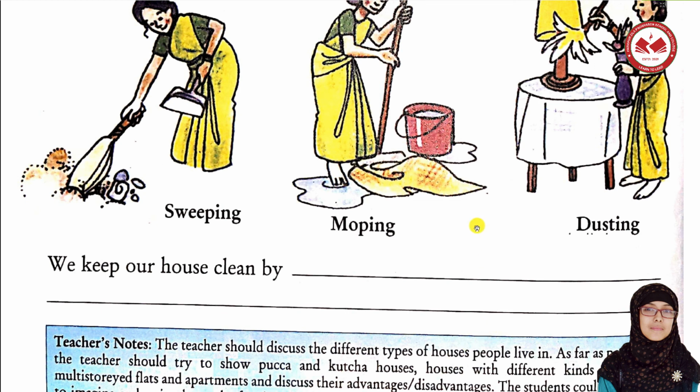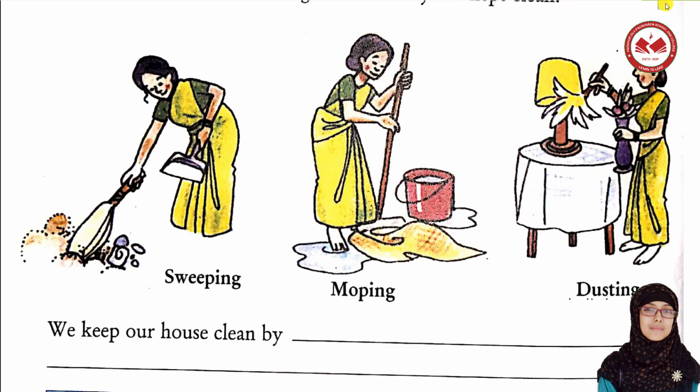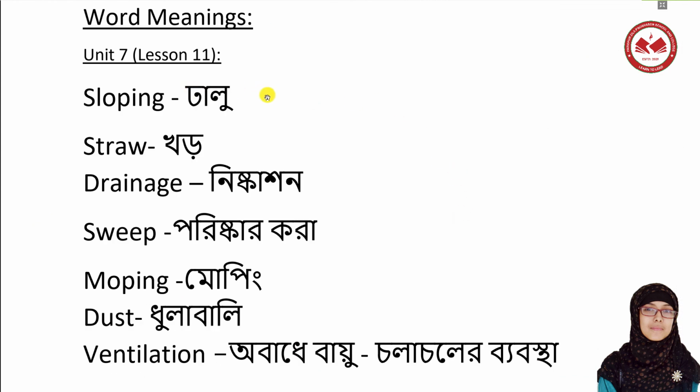So চলো আমরা কিছু word meaning দেখে নিই এখন। So now we're going to note down these word meanings that are sloping. Sloping অর্থ বলেছিলাম না? হ্যাঁ, slightly tilted, ঢালু। Straw, খড়। Kacha houses sometimes are made of straws, right? Drainage, নিষ্কাশন। A good house requires a good drainage system, okay?